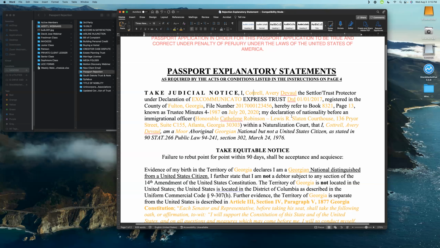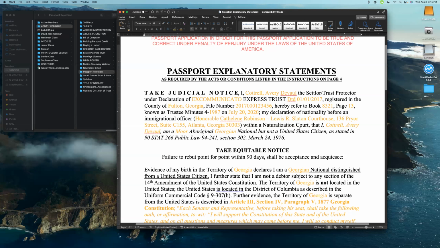My declaration of nationality before an immigration officer, the Honorable Kathleen Robinson, at the Lewis R. Slayton Courthouse, 136 Pryor Street, Suite C155, Atlanta, Georgia. And you can actually go to this courthouse, type in my name, and you'll see my trust there.